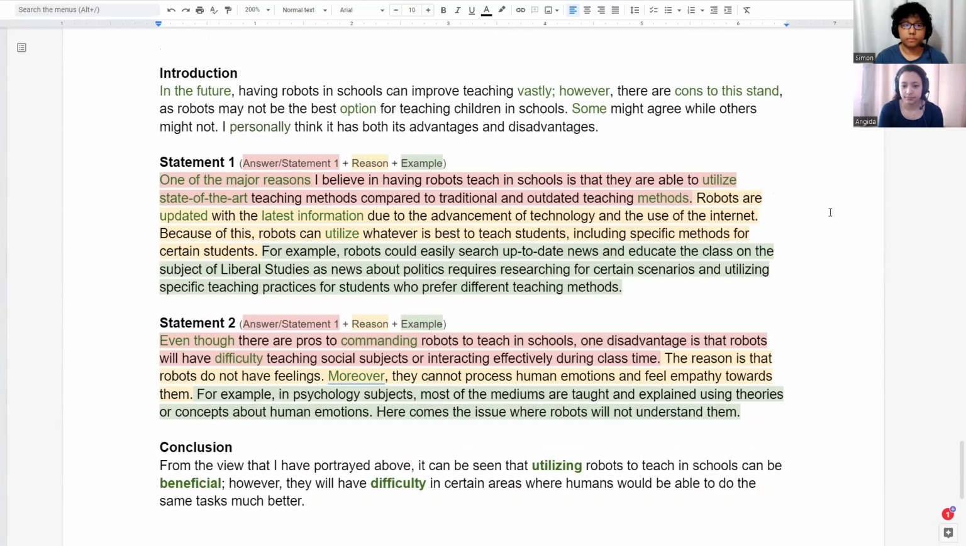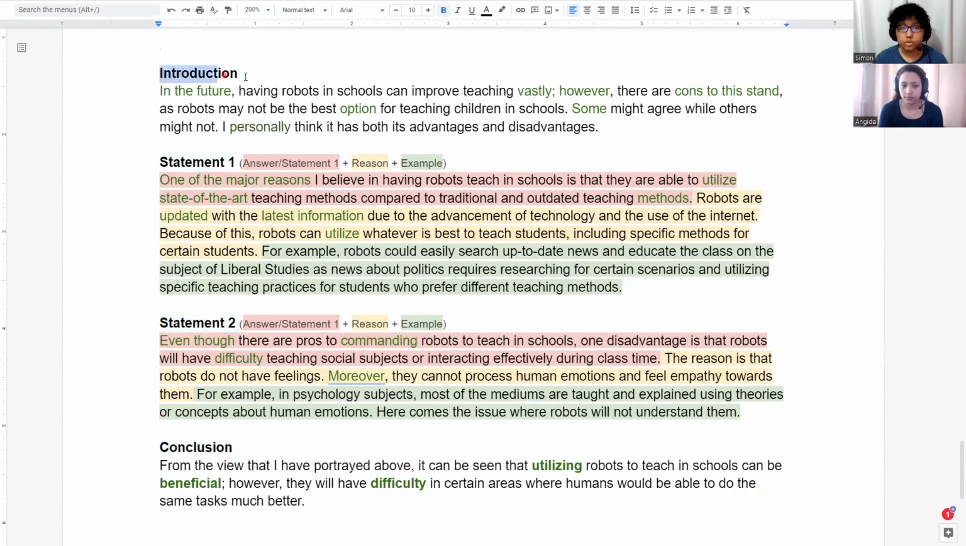So here is an example. So if you see this, we have an introduction, a statement, which is your answer, right? And then we have another statement, which is statement 2, and finally a conclusion. So you can see 4 paragraphs, 1, 2, 3, and 4.